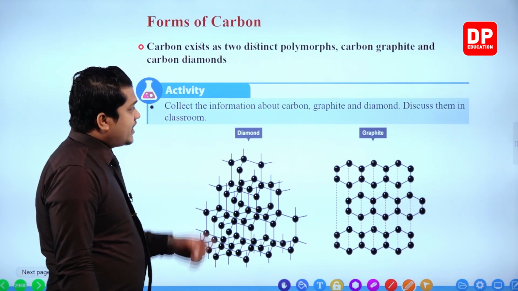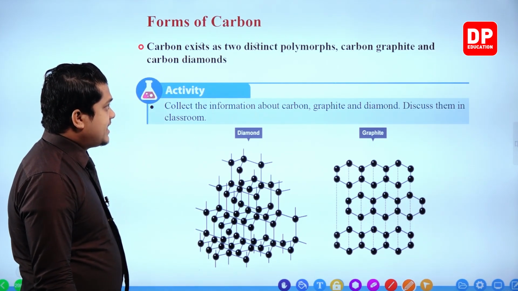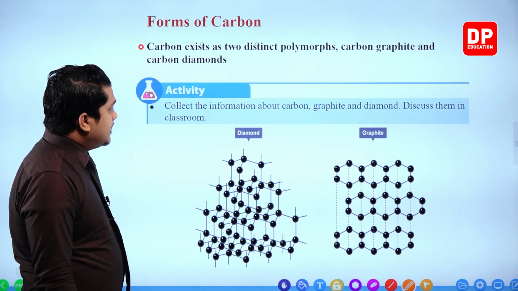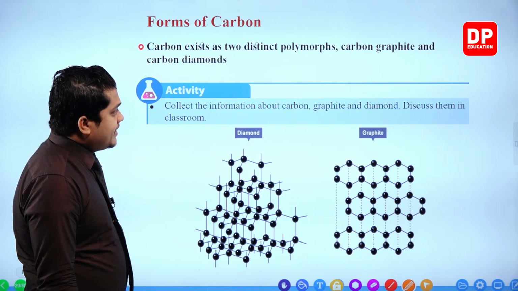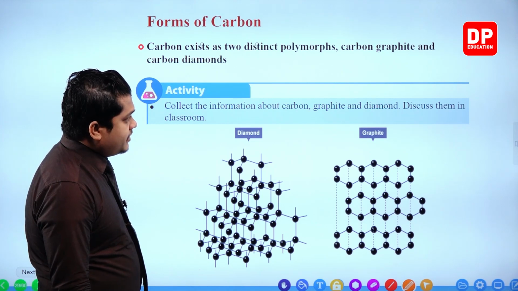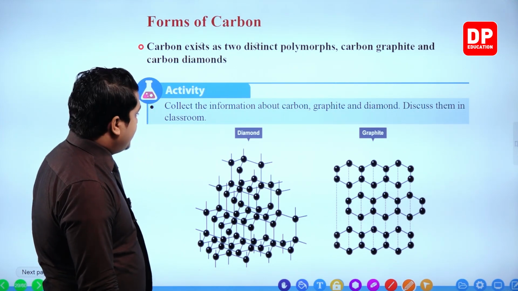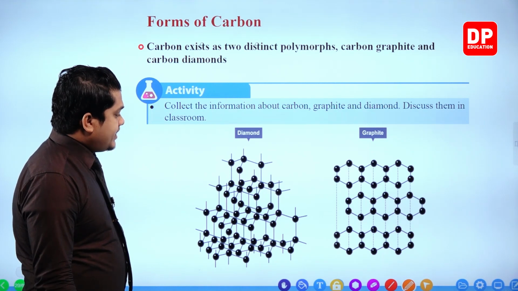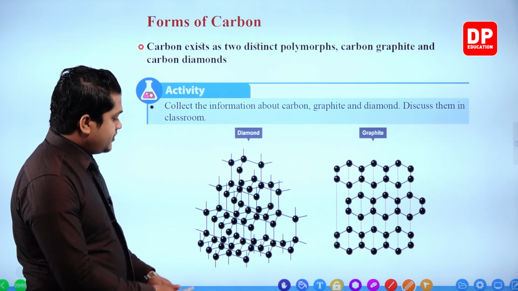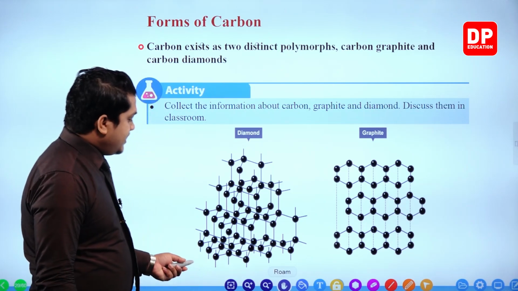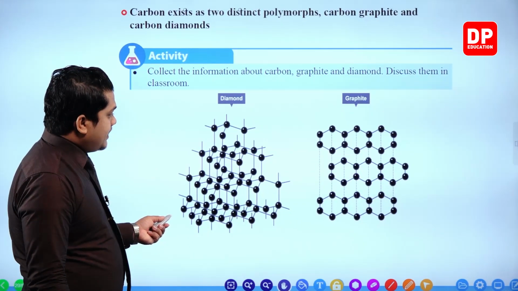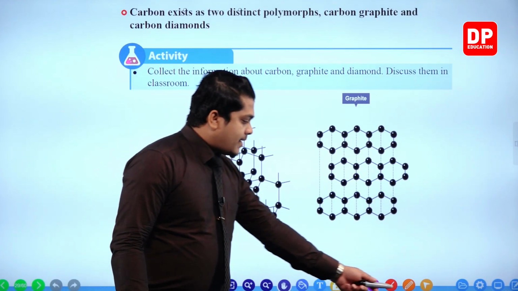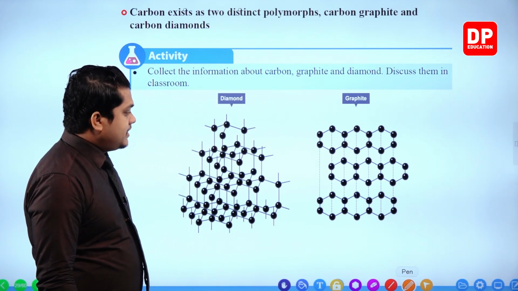Then here you are given an activity. Let's see what the activity is. Collect the information about carbon graphite and diamond. Discuss them in the classroom. Right. So my dear children, can you see here? The structures of carbon graphite and carbon diamond are given here.